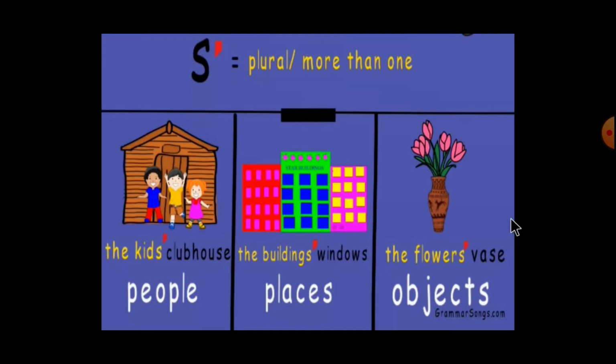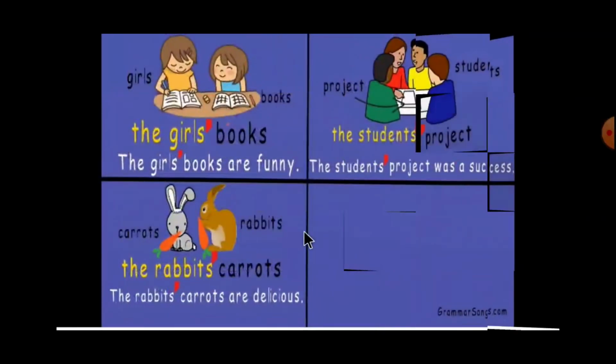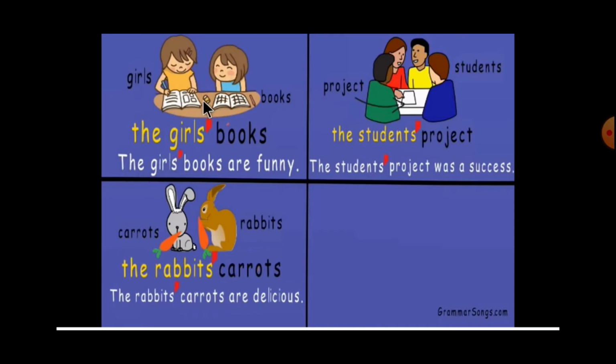Let's have a few more examples. Here two girls are sitting with their books. So, the girls' books are funny. We are talking about both the girls. So girls, then the apostrophe, books are funny. Then, these are a few students and it is their project. So the students' project was a success.